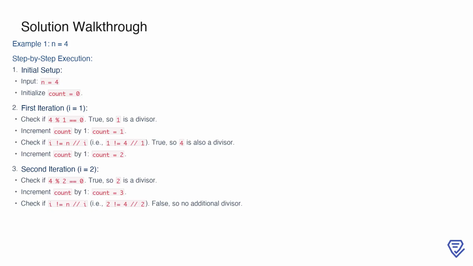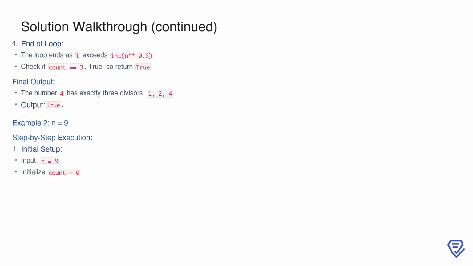Moving to the second iteration, i is now 2. We check if 4 is divisible by 2, and since it is, we increment our count by 1 again, bringing it to 3. However, since 2 is equal to 4 divided by 2, there is no additional divisor to count here. At this point, our loop ends because i has surpassed the square root of n. We then check if the count is equal to 3. In this case, it is, so we return true. The final output for n equals 4 is that the number has exactly 3 divisors, which are 1, 2, and 4.